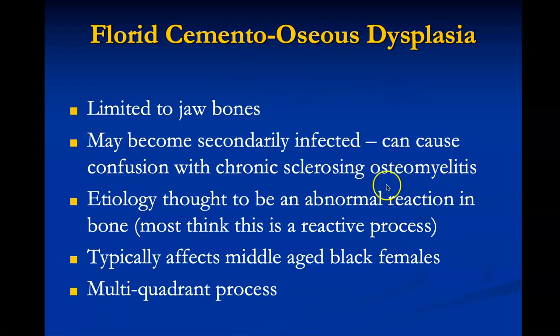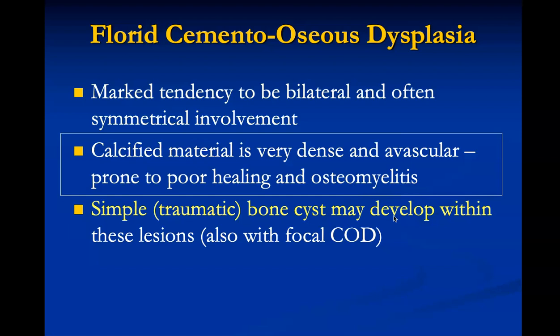The etiology here, we're not sure exactly what it is, but we think that the patients are having some sort of abnormal reaction and it's thought to be reactive, but we don't know to what. Whether it's a viral infection, whether it's some sort of vascular reaction in the bone, we don't know what the underlying cause is for florid cementoosseous dysplasia or for cementoosseous dysplasias in general. Interestingly, a simple or traumatic bone cyst can develop within areas of florid cementoosseous dysplasia, so you can have both.